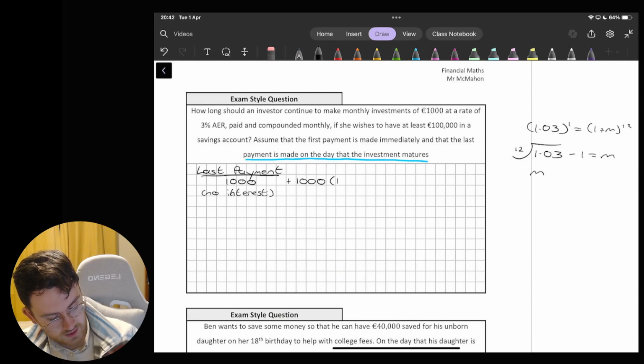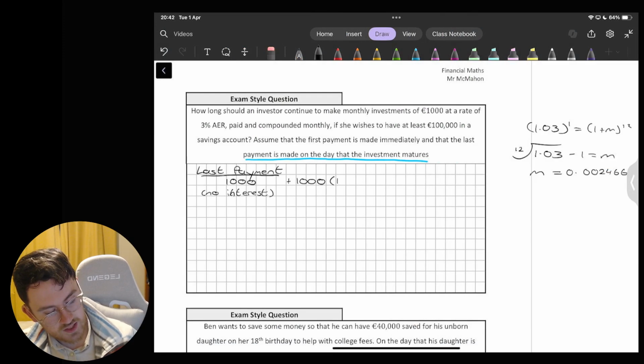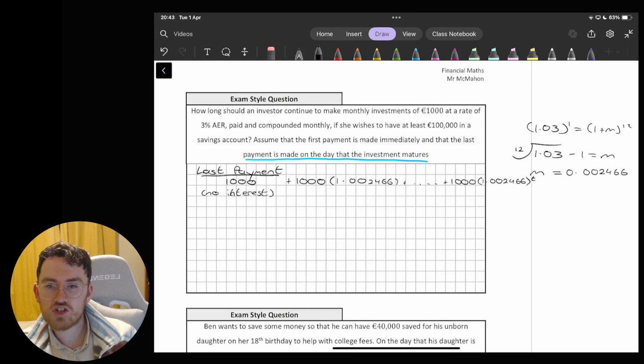So let's do that. And that gives me 0.002466. Okay, that's probably plenty of decimals there for us. So that's what we have here, 0.002466 plus, and we have 1,000 times 1.002466, and we're unsure for how long. Okay, we're unsure for how long.